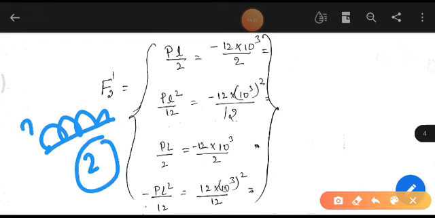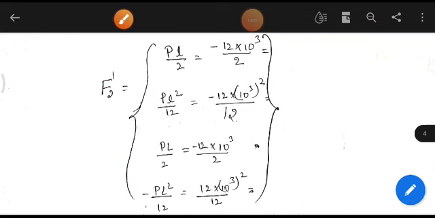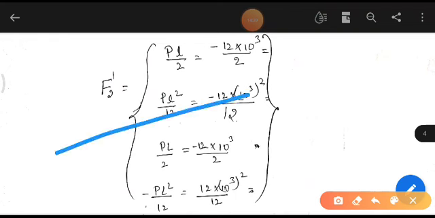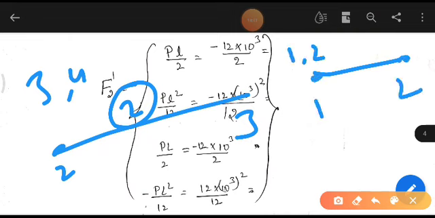That second element is connected between node 2 and 3, right? So here I can write this as 3, 4, 5, 6, because the second element lies between node 2 and 3 and has displacements 3 and 4, because the first node has displacements 1 and 2 and the second node has 3 and 4. So I have written 3 and 4. Here we have 5 and 6 displacements.